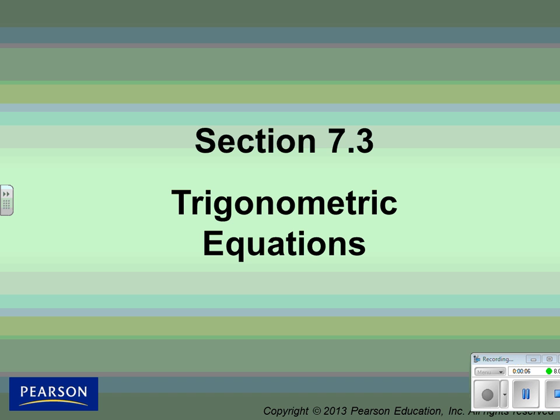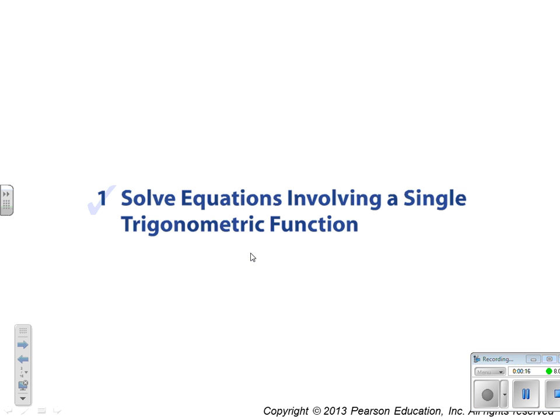All right, so this is Chapter 7, Section 3, Trigonometric Equations. Our first learning objective is to solve equations involving a single trigonometric function.